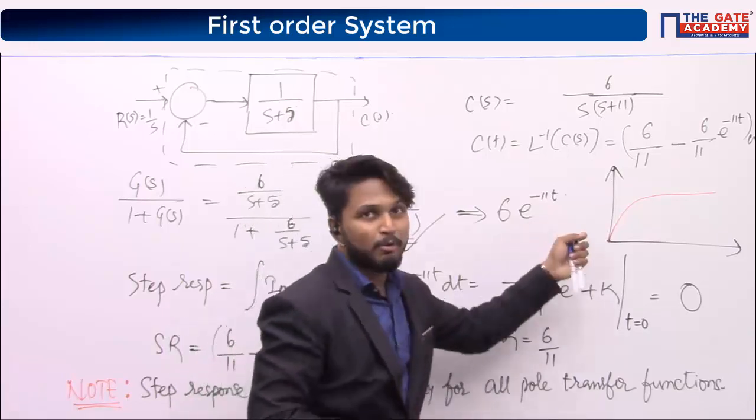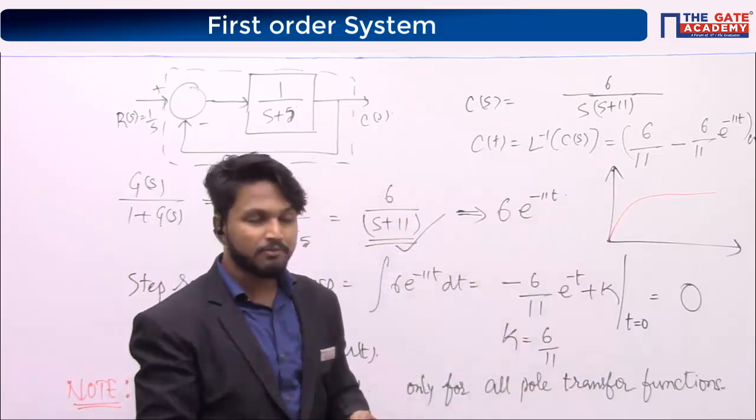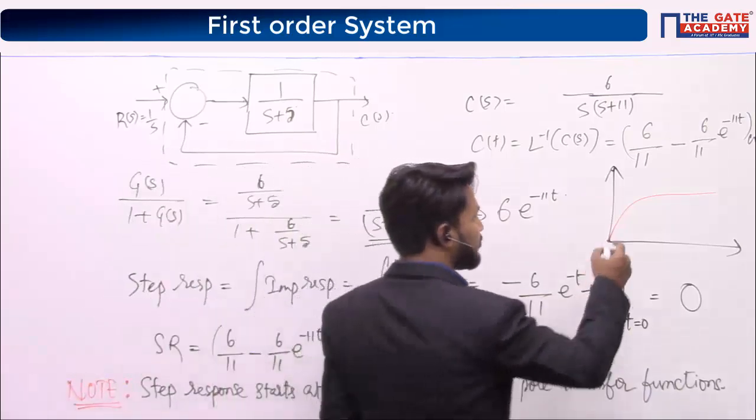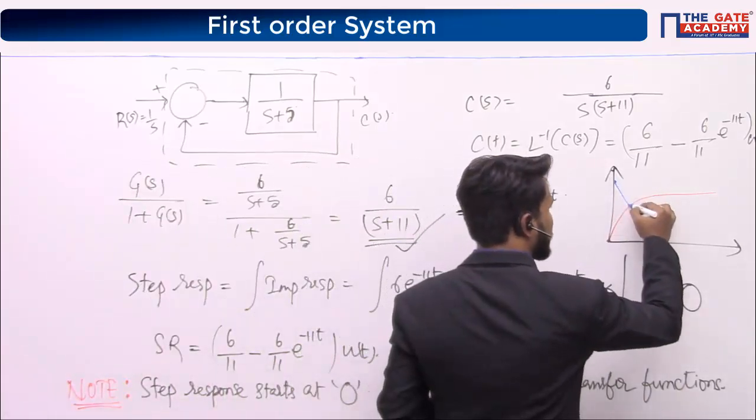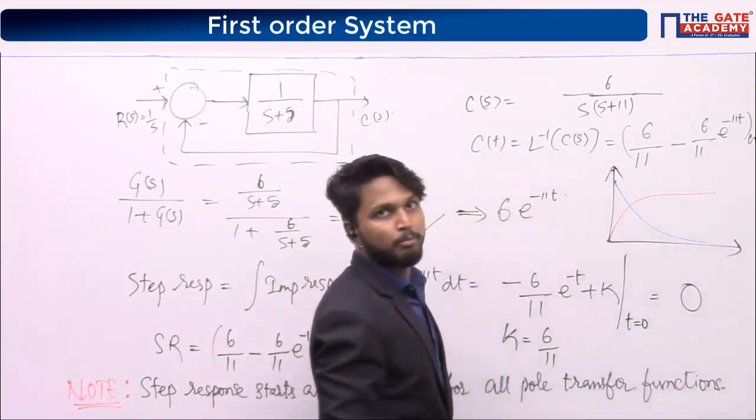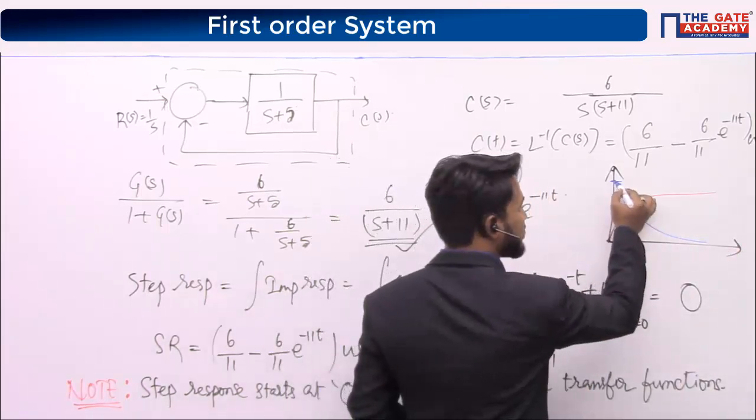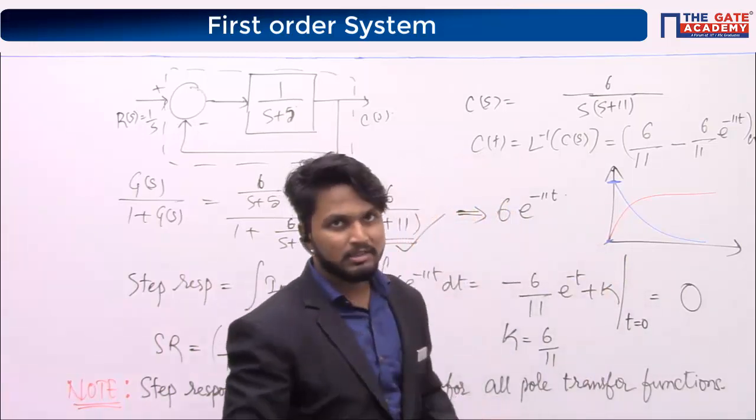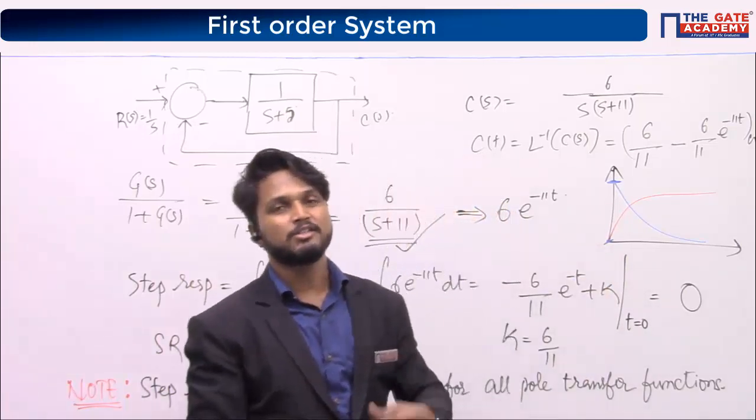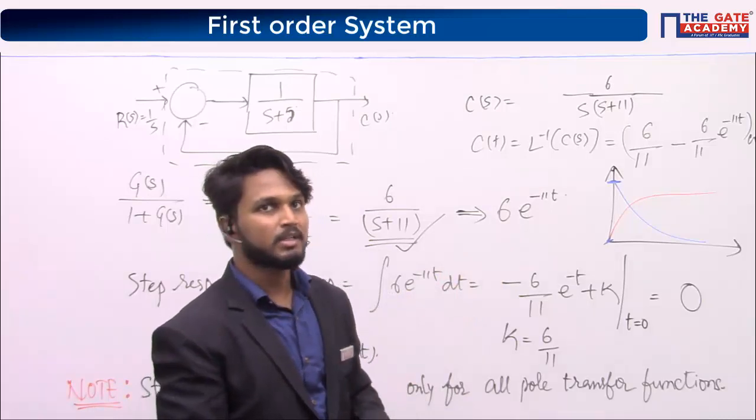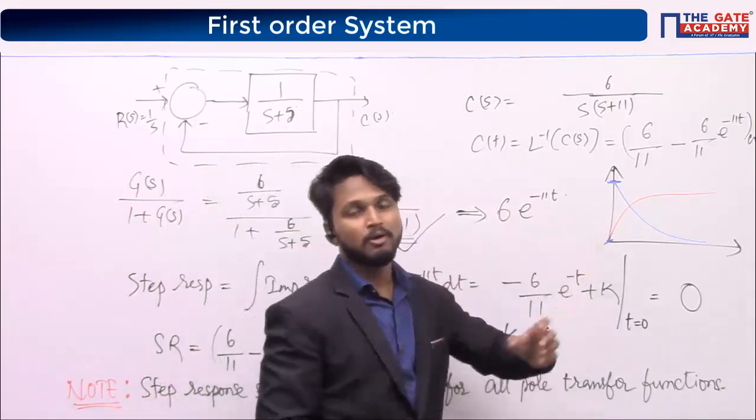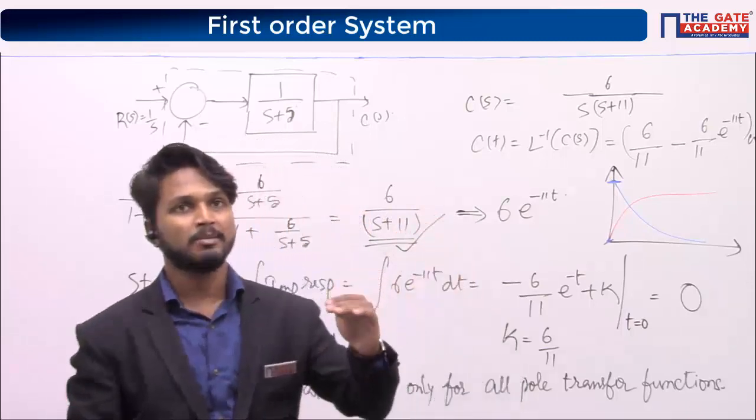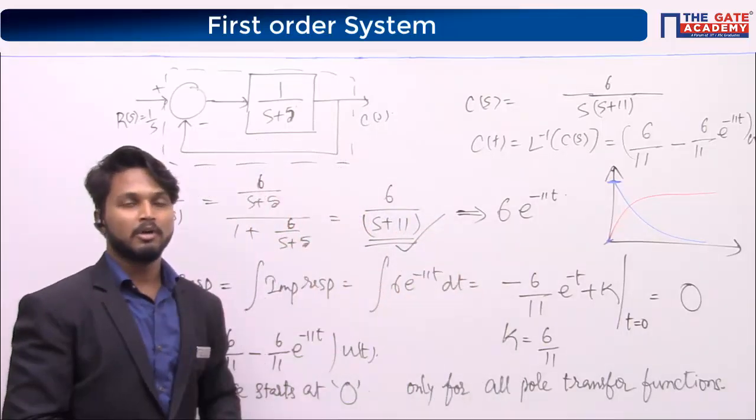So the step response may not start from 0 if it is not an all-pole transfer function. It might start somewhere from here. The initial conditions are not 0, whereas here the initial conditions will be 0. You cannot say initial conditions, that is, the initial value of the response. The initial value of the step response is 0 only for systems having all poles. If there are any zeros, it might not be 0, right?